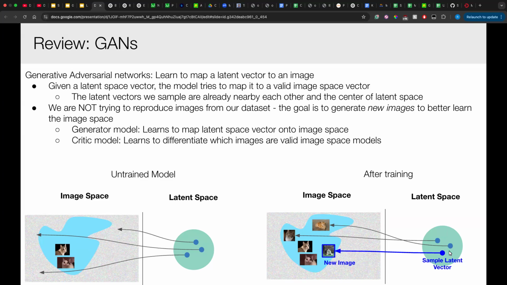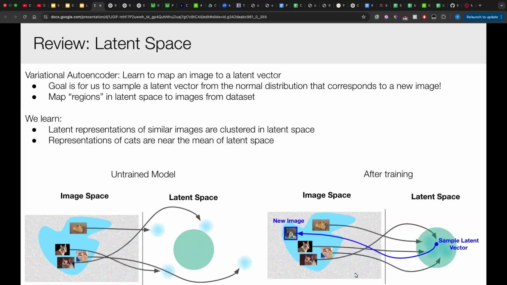That way, once we sample an arbitrary vector in latent space, we're almost guaranteed that it maps to a new image we've never seen before in image space. Do these mappings kind of make sense?